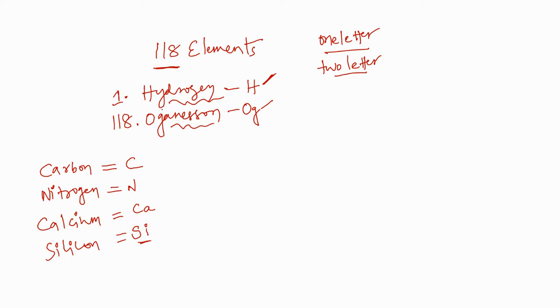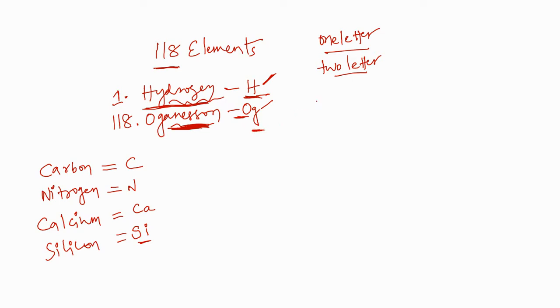The elements which have a one letter symbol, that one letter you must write in capitals, and for the elements which have a two letter symbol, in those two letters the first letter should be in capital and the second letter should be in small. So this is a very important point.